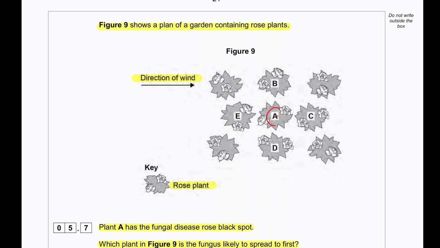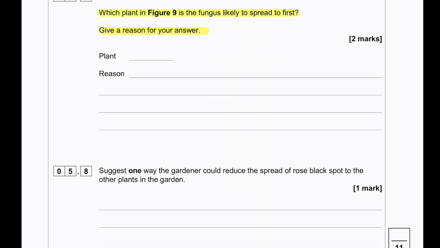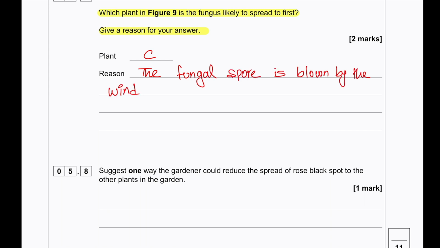Plant A contains the fungal disease, and the wind is flowing in this direction, so definitely it is likely to infect C. So the answer will be plant C, and the reason will be the fungal spore is blown by the wind in the direction of the wind to the closest plant to A, which is plant C.